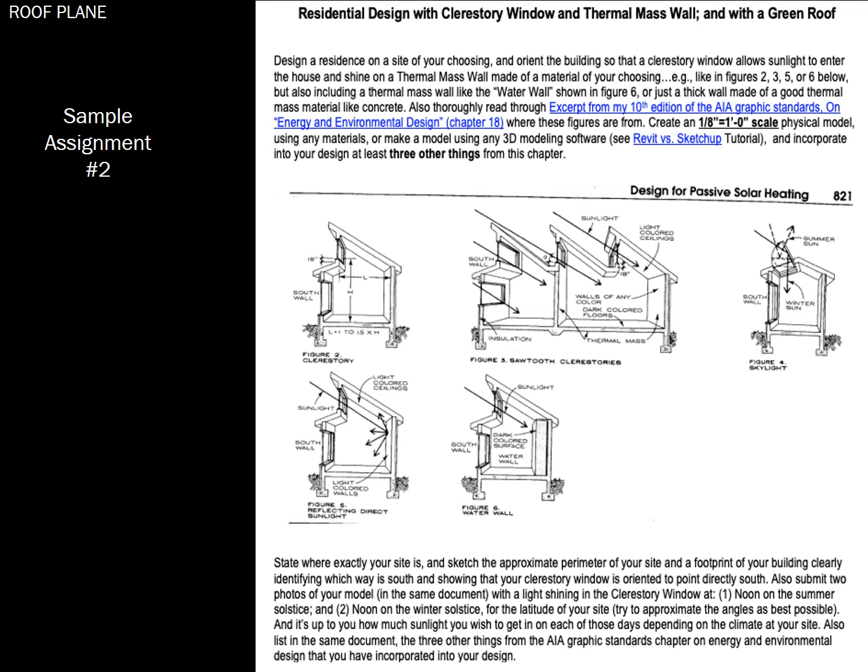In the second sample assignment, the students design a residence with a clerestory window, and it should shine on a thermal mass wall. The window should be oriented towards the south, and they need to show how the light changes at noon on the winter solstice as well as the summer solstice. And they also need to design a green roof.